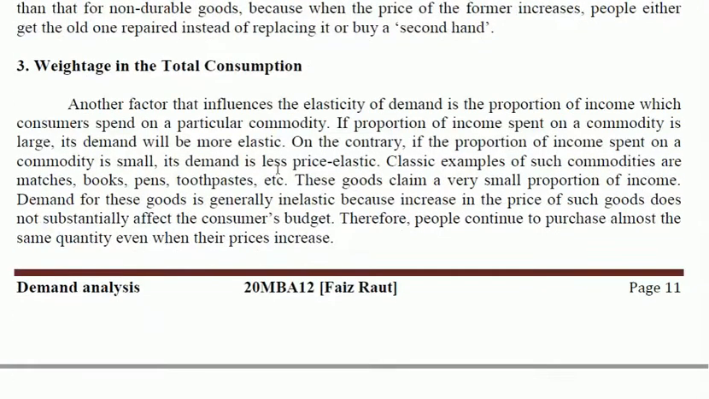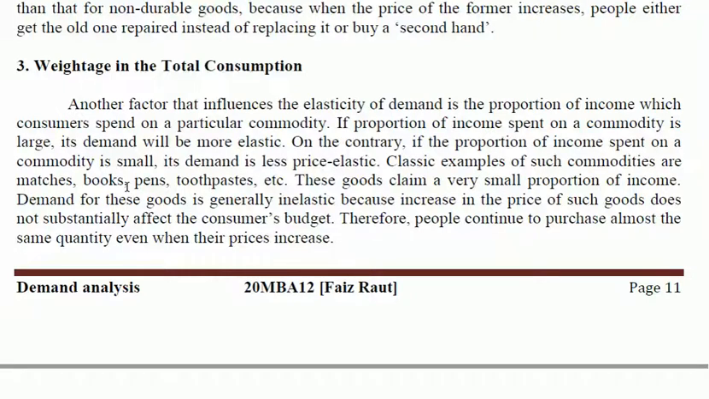Then the third one is about weightage in the total consumption. Another factor that influences the elasticity of demand is the proportion of income which the consumer spends on a particular commodity. If the proportion of the income spent on a commodity is large, its demand will be more elastic. On the contrary, if the proportion of the income spent on the commodity is small, its demand is less price elastic. Just for example, matches, books, pens, toothpaste, the amount which is required to buy these commodities is very small.